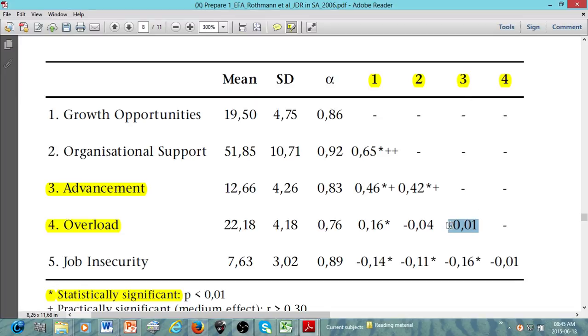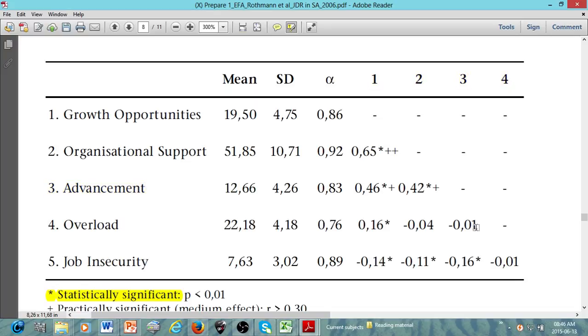However, we can see over here the correlation coefficient says negative, but it's basically next to 0. And like we saw earlier on, a correlation coefficient of 0 would indicate that no linear relationship exists between the two variables of interest. So in this case, this study is suggesting there is basically no relationship between overload and advancement. In any case, that is the correlation coefficient between overload and advancement.